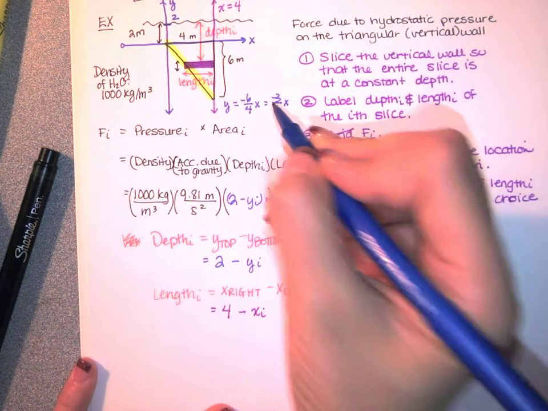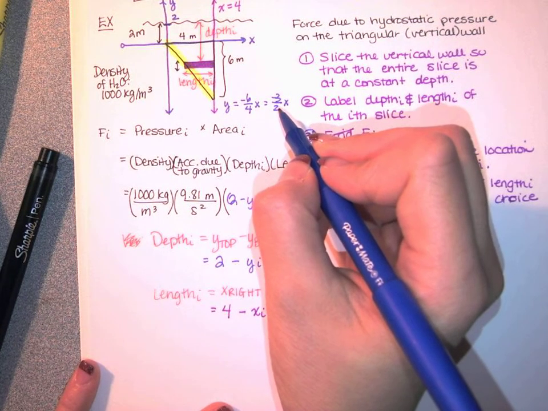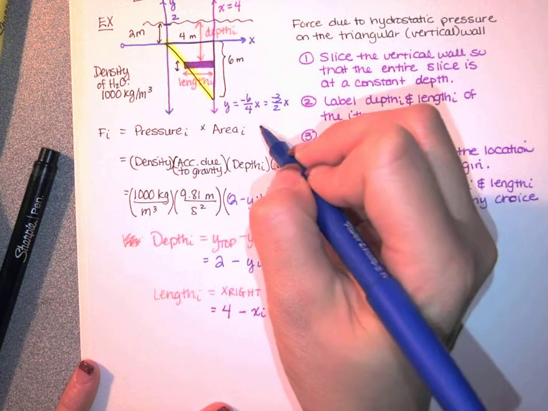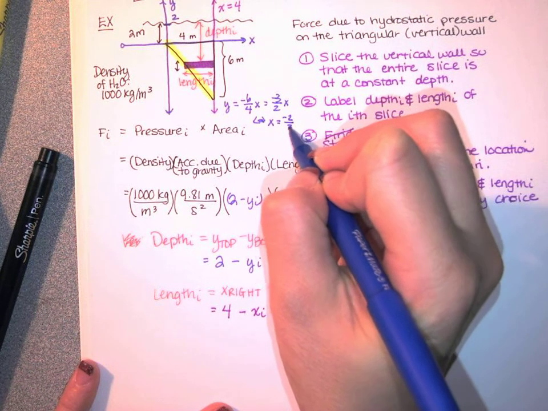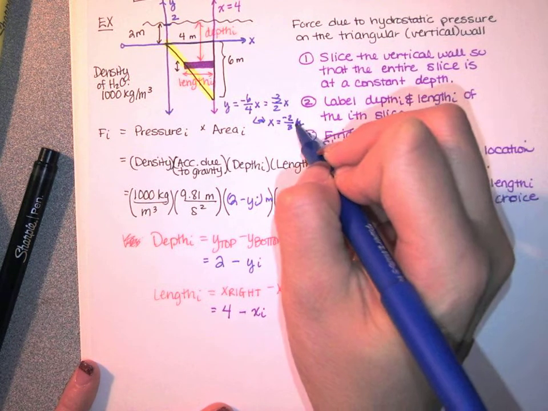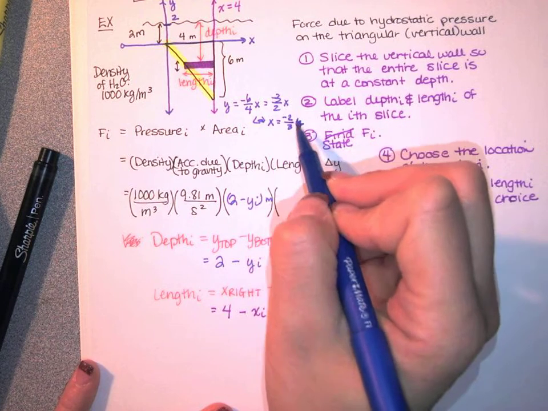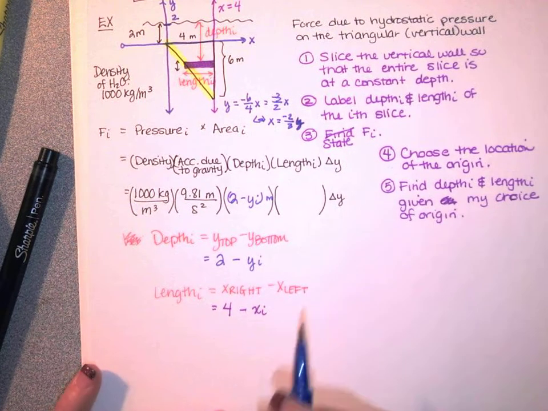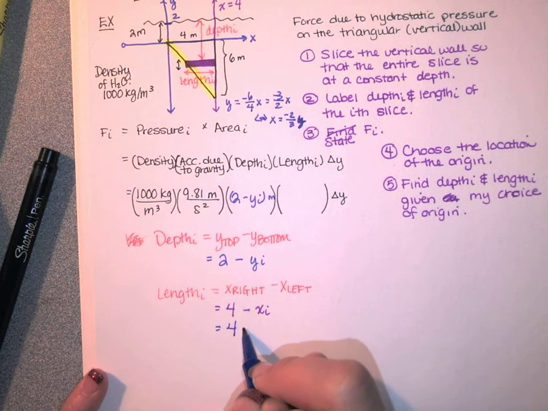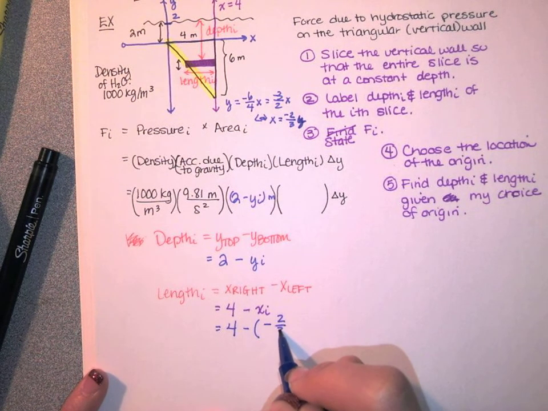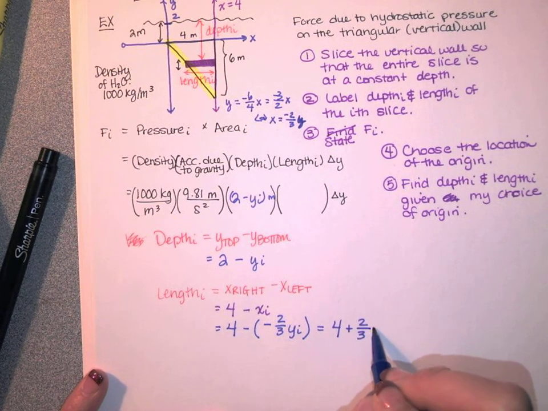But I don't want y in terms of x, I want x in terms of y. So I need to solve this equation for x. So I'm going to multiply both sides by 2, divide both sides by negative 3, and we get x is negative 2/3 of y, which is what I get if I multiply by the reciprocal of that on both sides. So if x is negative 2/3 of y, the length is 4 minus negative 2/3 of y. So that's 4 plus 2/3 of y.